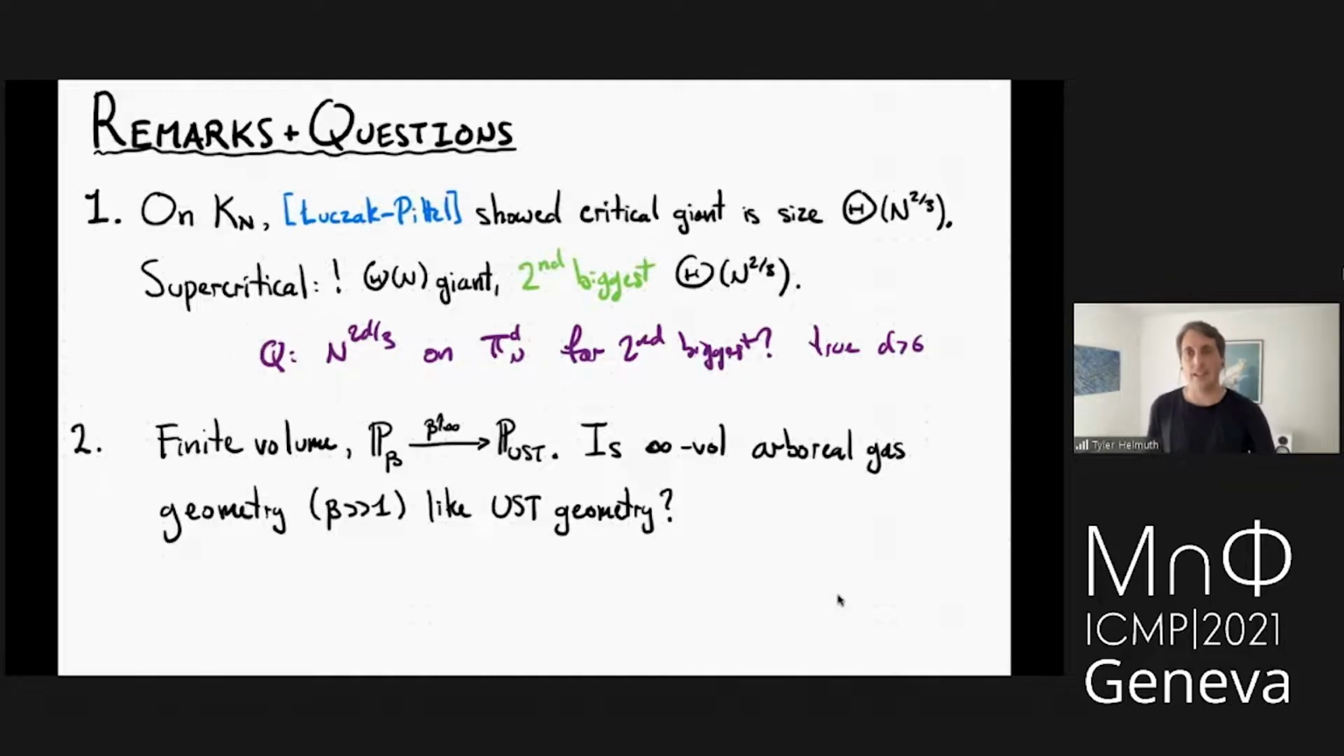Another connection to make is that if you restrict yourself to a finite graph and take beta to infinity, then the arboreal gas becomes the choice of a uniform spanning tree. And the uniform spanning tree has been studied an enormous amount in the probability literature over the years. And one of the basic phenomena that it has is that the infinite volume limits depend on the dimension you're in. So a natural question is, is the infinite volume arboreal gas geometry like the uniform spanning tree geometry, at least when d is greater than or equal to 3. So concretely, a question is, in infinite volume, how many infinite components?